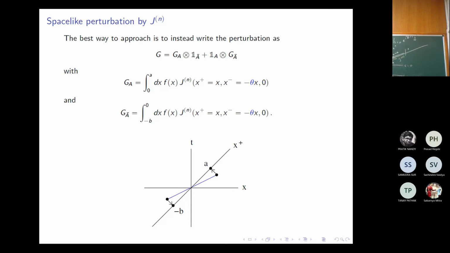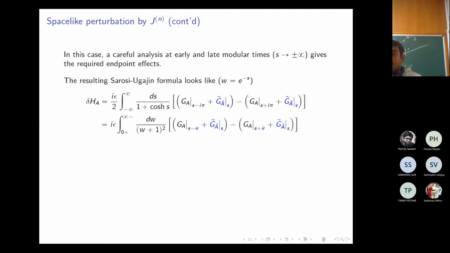You do not have to always depend on some sum rule, which I just showed you, which is very difficult to derive, to write it in this form. So it's easier to just define G A and G A bar this way for any perturbation and identify G A as 0 to A of this integral and G A bar as minus B to 0 of this integral. So at least the setup is much simpler now.